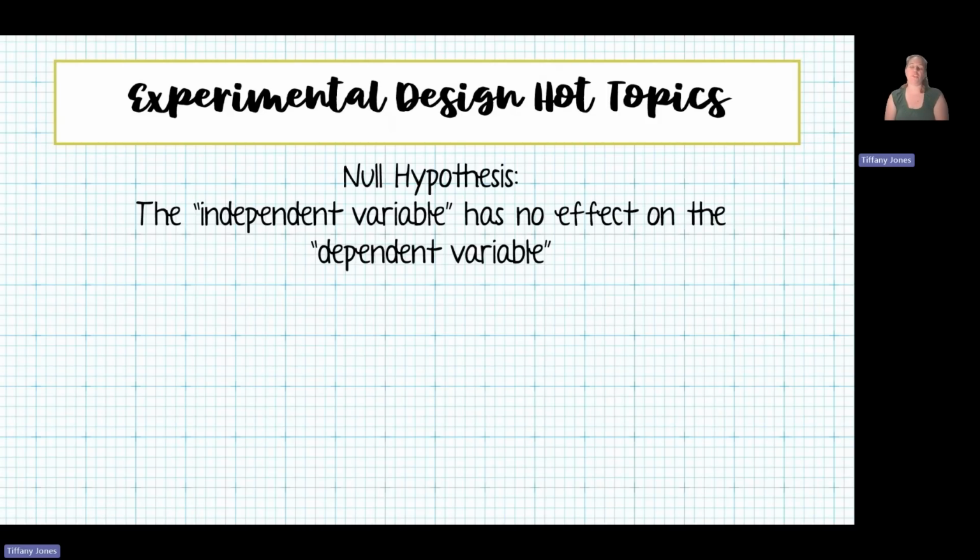So a null hypothesis. I found that students sometimes have issues with what the null hypothesis is. The null hypothesis is more or less stating that the treatment had no effect, that whatever we are doing is completely the same as the control. So I've come up with a way that I've told my students where I say the "independent variable" has no effect on the "dependent variable." And so I put independent variable and dependent variable into quotations because I don't want you to write independent and dependent variable in there. I want you to use the prompt to fill in those words.